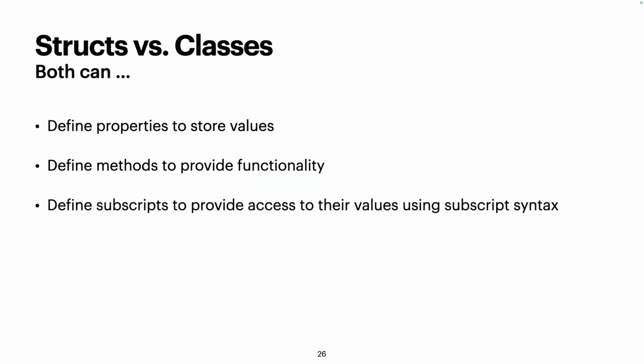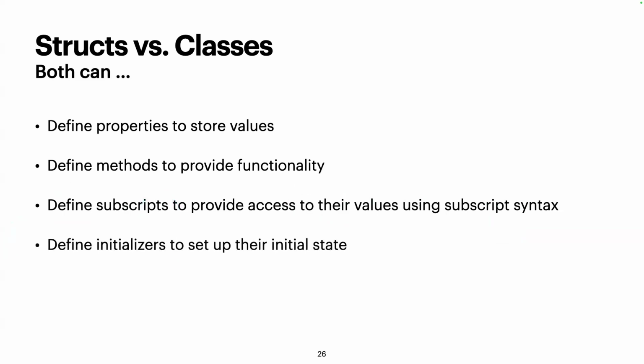What's really cool about this bullet point is that you could define subscripts to provide access to values using subscript syntax. Again, this is something cool. You know how, for example, to access an element in an array, we use those brackets, right? We could do the same thing. We could write our own custom implementation within a struct or class where we could do, for example, Kaylee bracket and then enter something there to get something out of it. But again, this is just something cool.